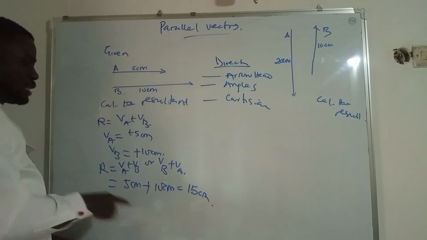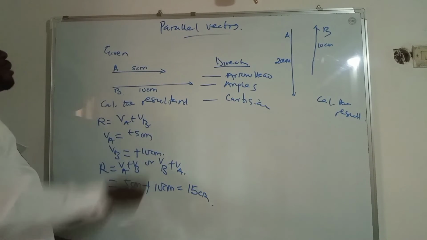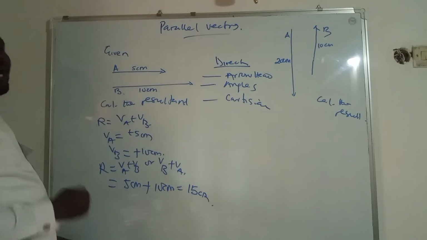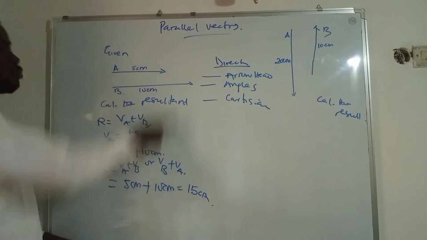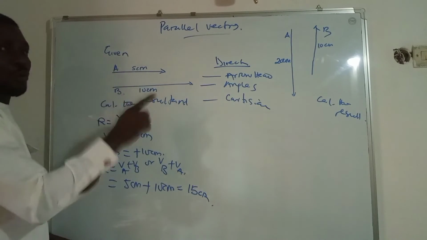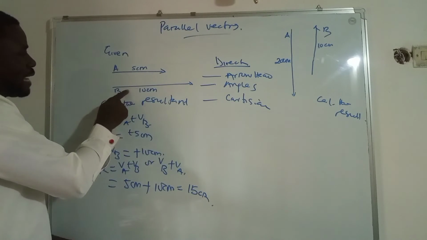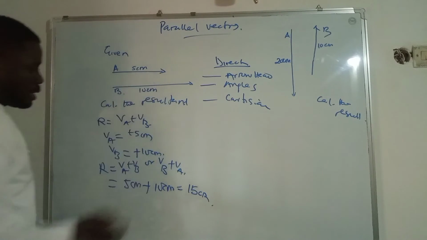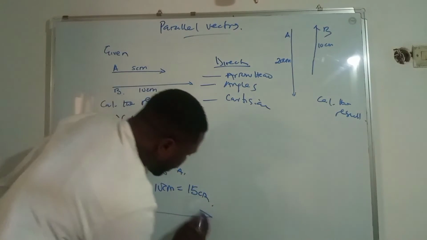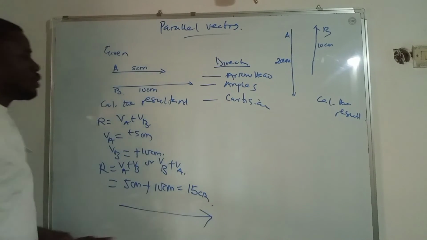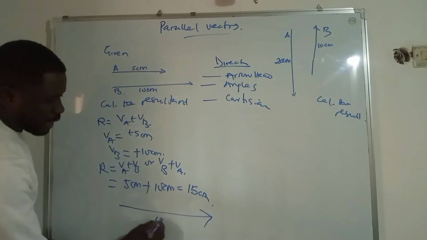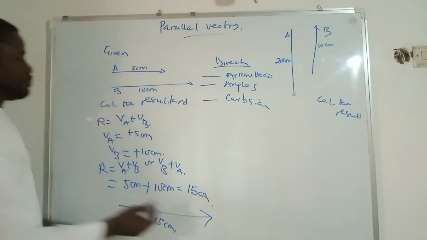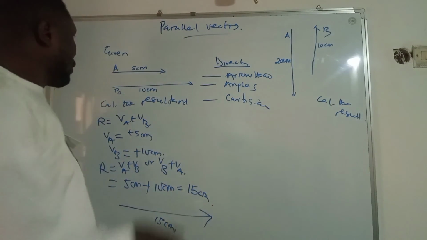So, if we want to indicate the direction of the resultant here, we must use the arrowhead as well. And so, that direction will be the same as the direction of the vector with the highest magnitude. Which one has the highest magnitude here? It is vector B. Therefore, vector B runs this way. That's why we will also draw that of the resultant here, and we write here 15 centimeter. And that becomes the answer for this one.